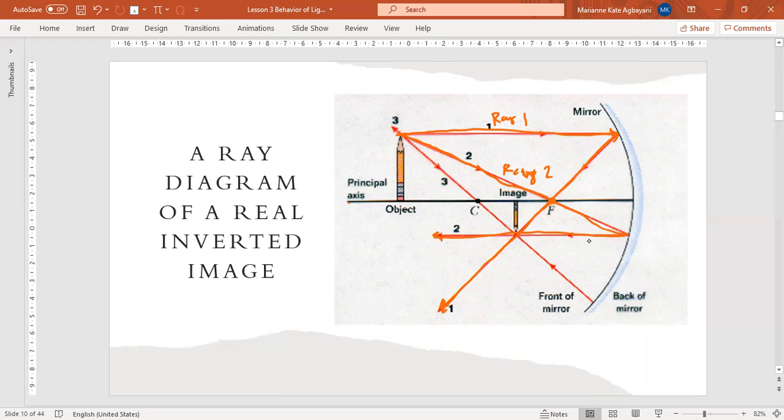So saan yung intersection nila ng ray 1 at saka ray 2? So we have here the intersection. Dito ma-form yung image natin. Diyan ma-form yung image natin. Okay, so that's how we do our ray diagram.